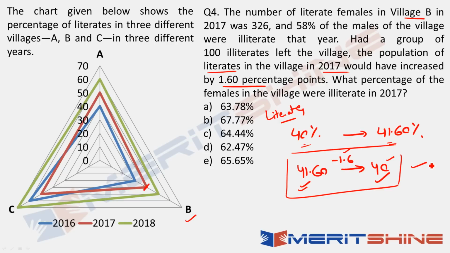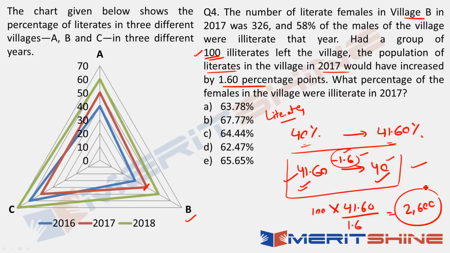Now you know the numbers. So what is this 1.6 that have left? This is these 100 illiterates. So if 1.6 represents this 100, what would 41.60 mean? That would be the total population of the village. So what would be the total population? 100 into 41.60 divided by 1.60. It's a simple calculation, you will get it as 2600. Start thinking like that. The moment you look at this question, the only thing that should click to you is this: 100 into 41.6 upon 1.6, which is 2600.